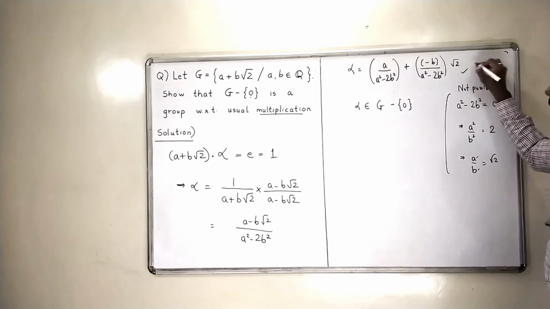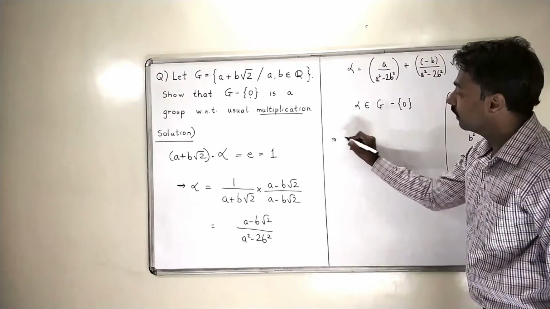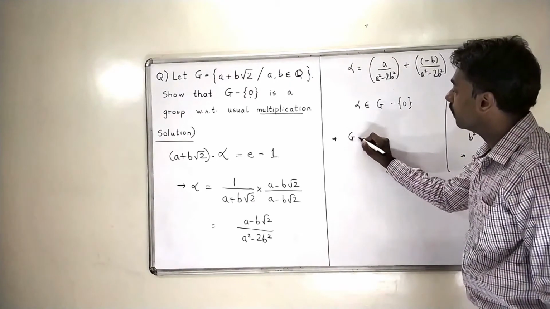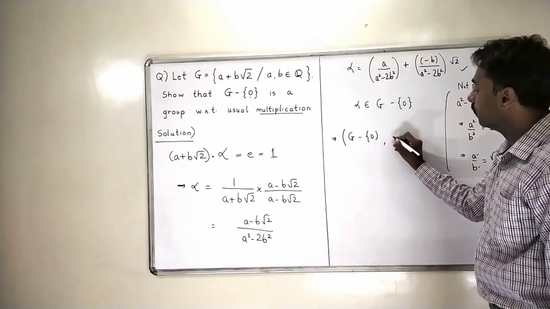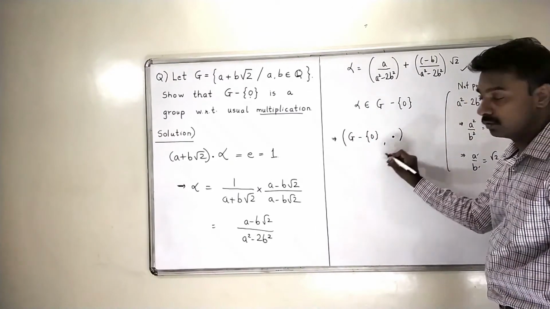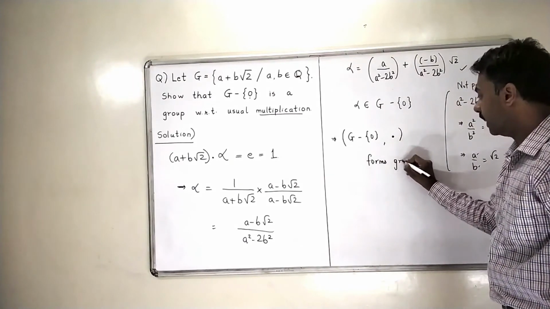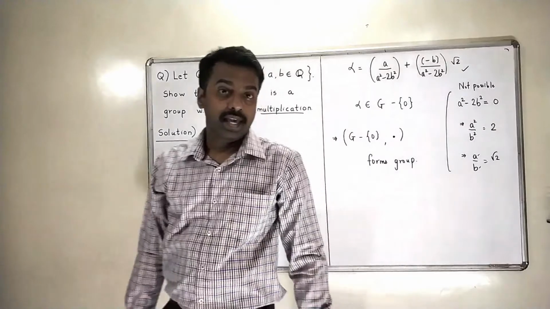So this means my entire proof is now correct, and all these 4 properties have now been shown by us, and therefore we can surely say that G minus singleton 0 with respect to the multiplication operation forms a group. So this ends the solution of our exercise.